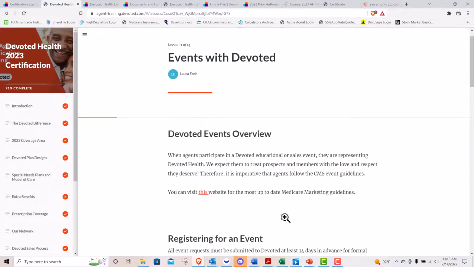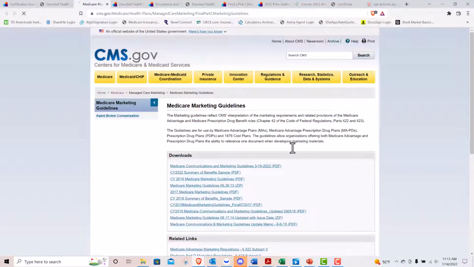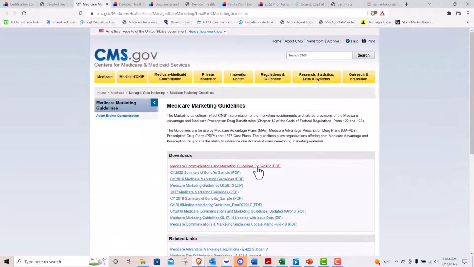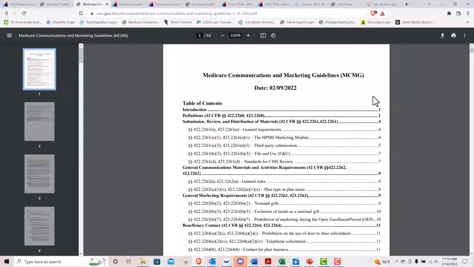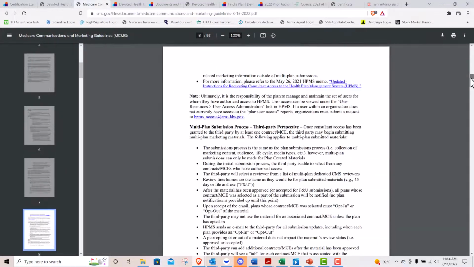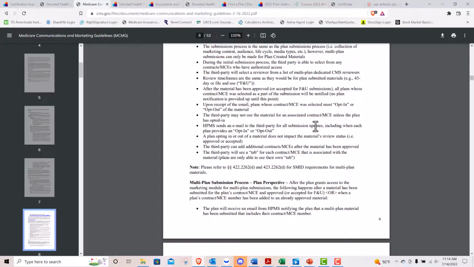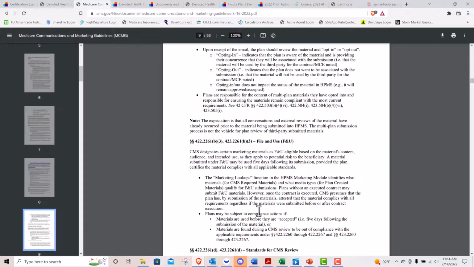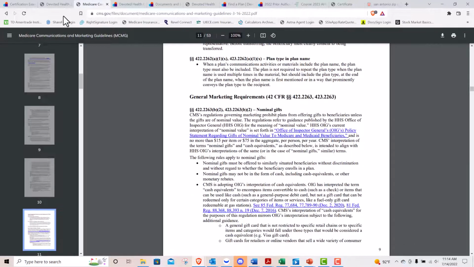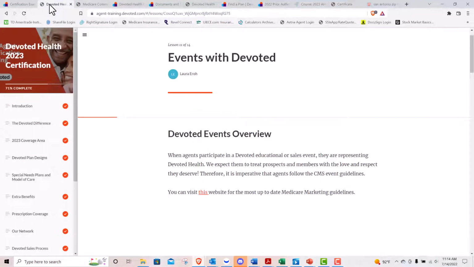Events. Oh gosh. So view this website for all the marketing guidelines. This is ridiculous. These things are so long. I know because I've tried to read this, and yes, I read it a few times, but it is very difficult to understand. It's like, just be safe. If it seems like it can be construed in any way of being wrong, it probably is.